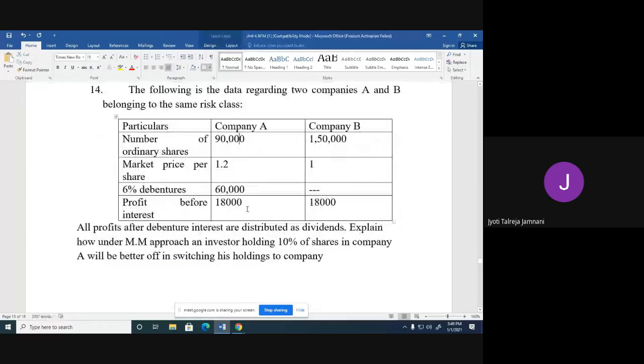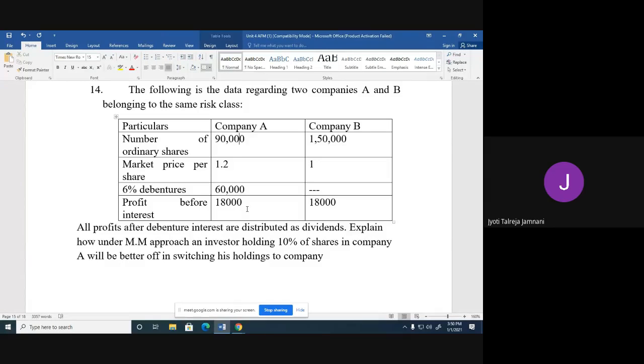The following is the data regarding two companies A and B belonging to the same risk class. So they've given you the number of ordinary shares for company A and company B, the market price per share, the 6% debentures and their value, and profit before interest. So they have given you EBI, or you can also call it EBIT. There's no tax rate in the problem, so they call it profit before interest. All profits after debenture interest are distributed as dividends.